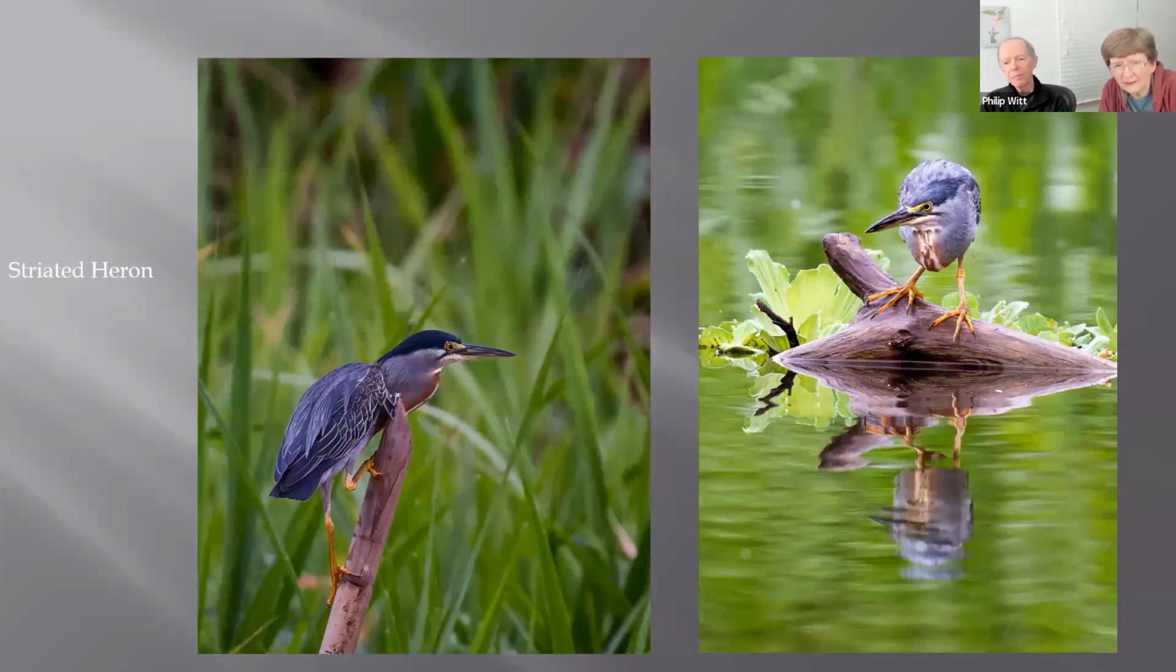And then the striated heron, which is very much throughout the tropics, Central and South America. It's very similar in its niche to our green heron. And in fact, it used to be considered the same species as our green heron and the lava heron in the Galapagos, but it's been split off as its own species.